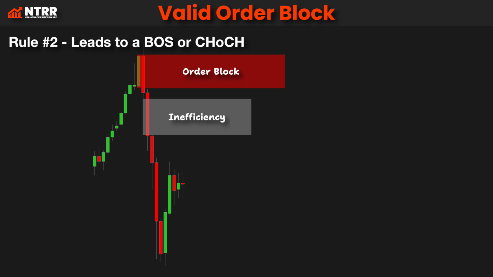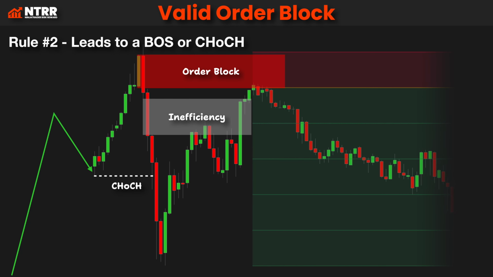A change of character refers to a shift in market behavior, such as the transition from higher lows to lower lows in an uptrend, or the opposite in a downtrend. In this scenario, if the market is bullish, a break and close below the previous higher low is considered a change of character, as a bullish market typically forms higher lows and higher highs. These moves, break of structure or change of character, indicate that the market is more likely to respect the order block, as it becomes the origin point for a significant price reversal or continuation.